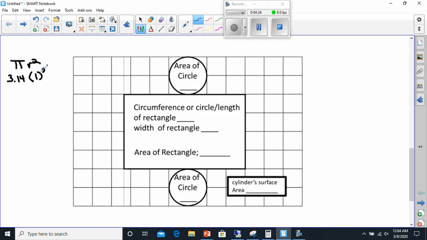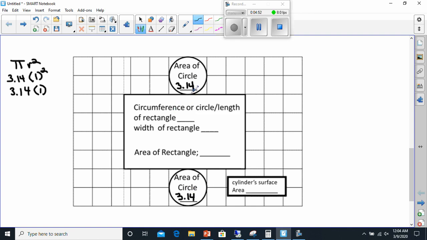Well, when I square 1, 1 times 1 is 1. And 1 times 3.14 is 3.14. Well, that means the area of this circle is 3.14. And of course, the area of this circle must also be 3.14.